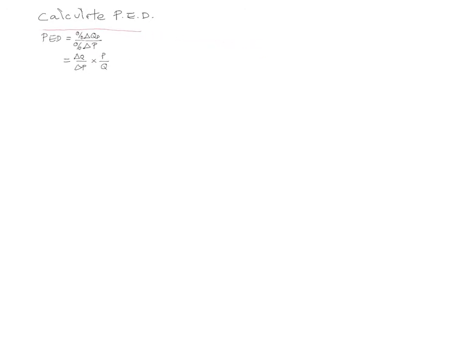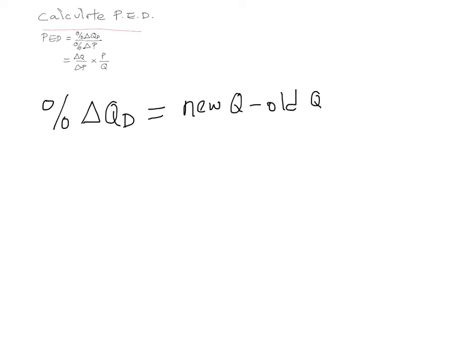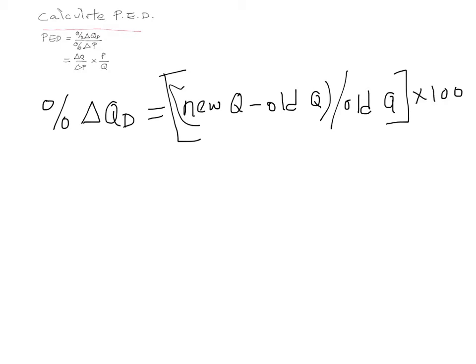So we can expand what we know, right? The percentage change in quantity demanded is simply going to be the new quantity minus the old quantity, divided by the old quantity, multiplied by 100. I'm simply breaking up this formula into two: the first one, the percentage change in quantity, and then the second one, the percentage change in price.